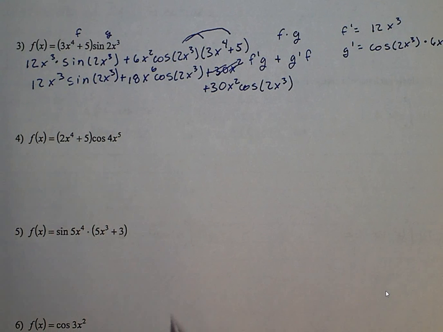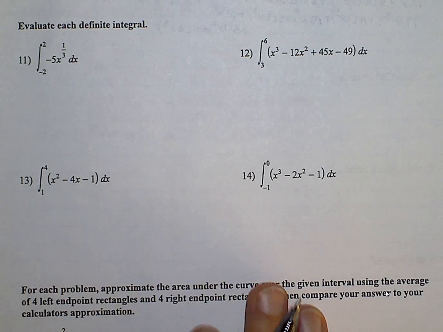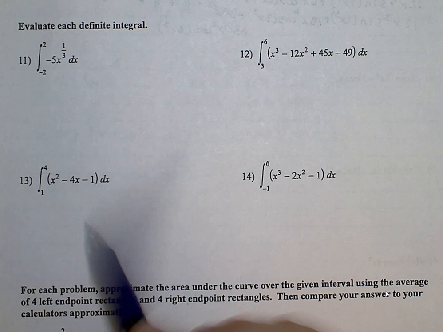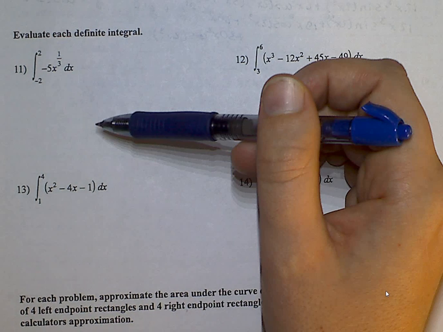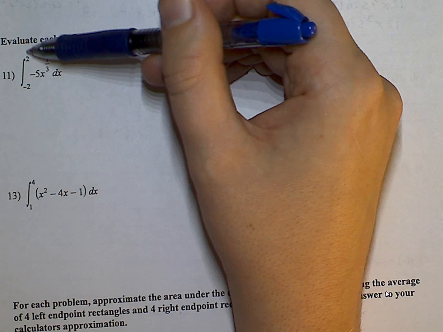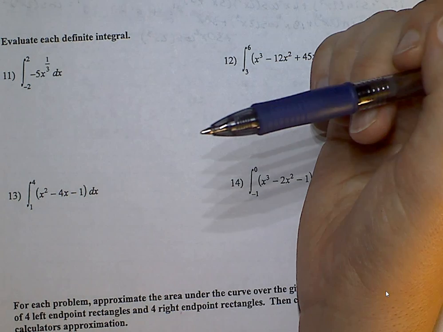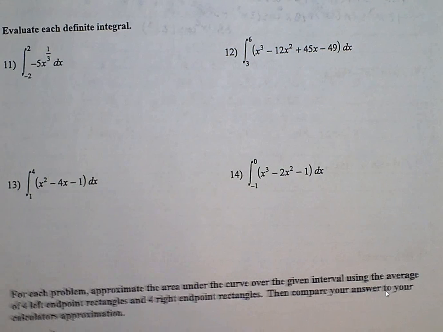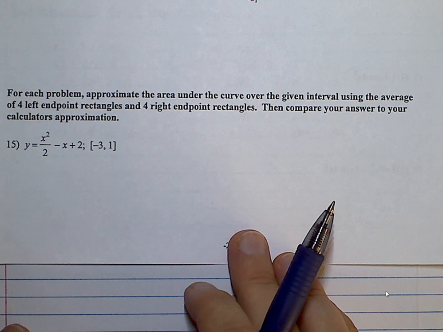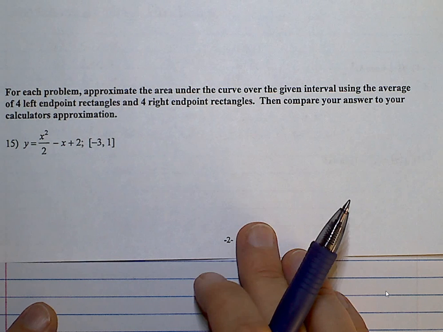Okay. So, you guys now on the backside. On the backside, 11, 12, 13, and 14 are what we were doing yesterday. So you find the antiderivative, and then evaluate the antiderivative at the number on top, the number on bottom, and then do this minus that. Okay? And then that's going to be the area under the curve. There's only one where you have to do the approximation. So you're going to do 4 left endpoint, 4 right endpoint, average them, and then use your calculator. But there's only one of these now.